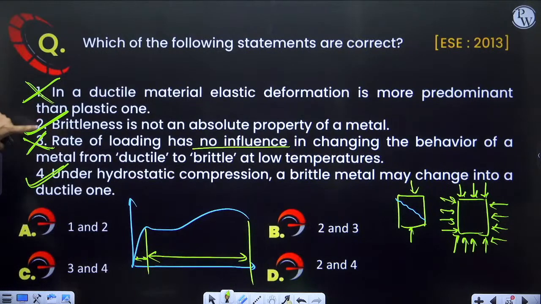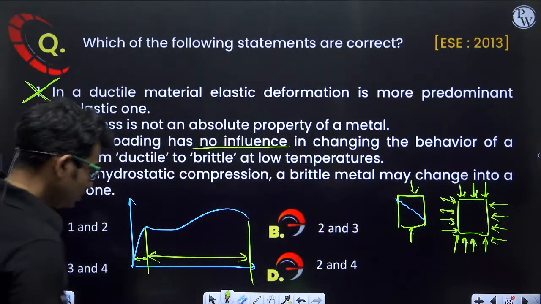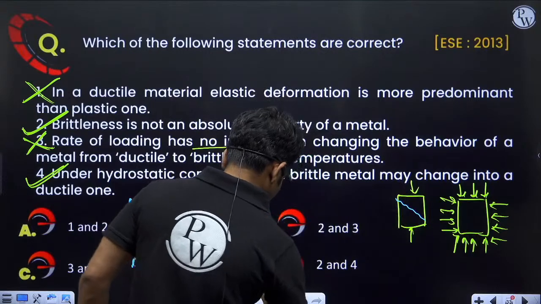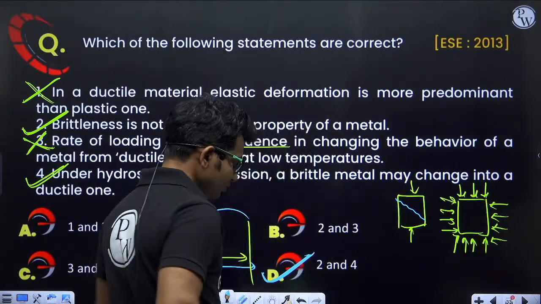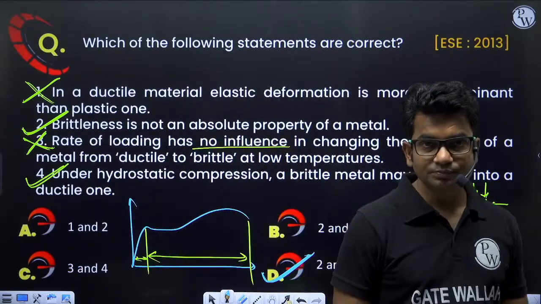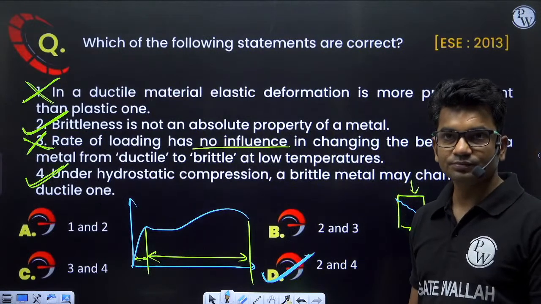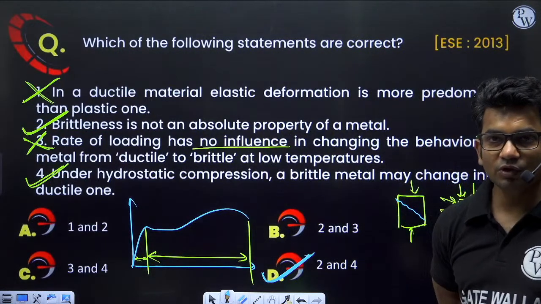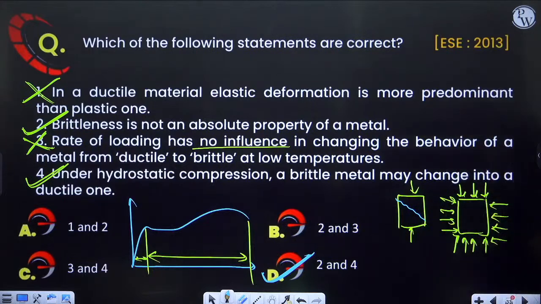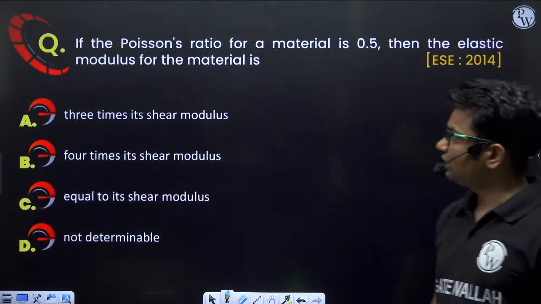Okay, so 2 and 4 are correct options. So correct answer is option D. Is it clear to all of you? Any doubt in this? Okay, so I hope this question is clear. Let's move on to the next question.